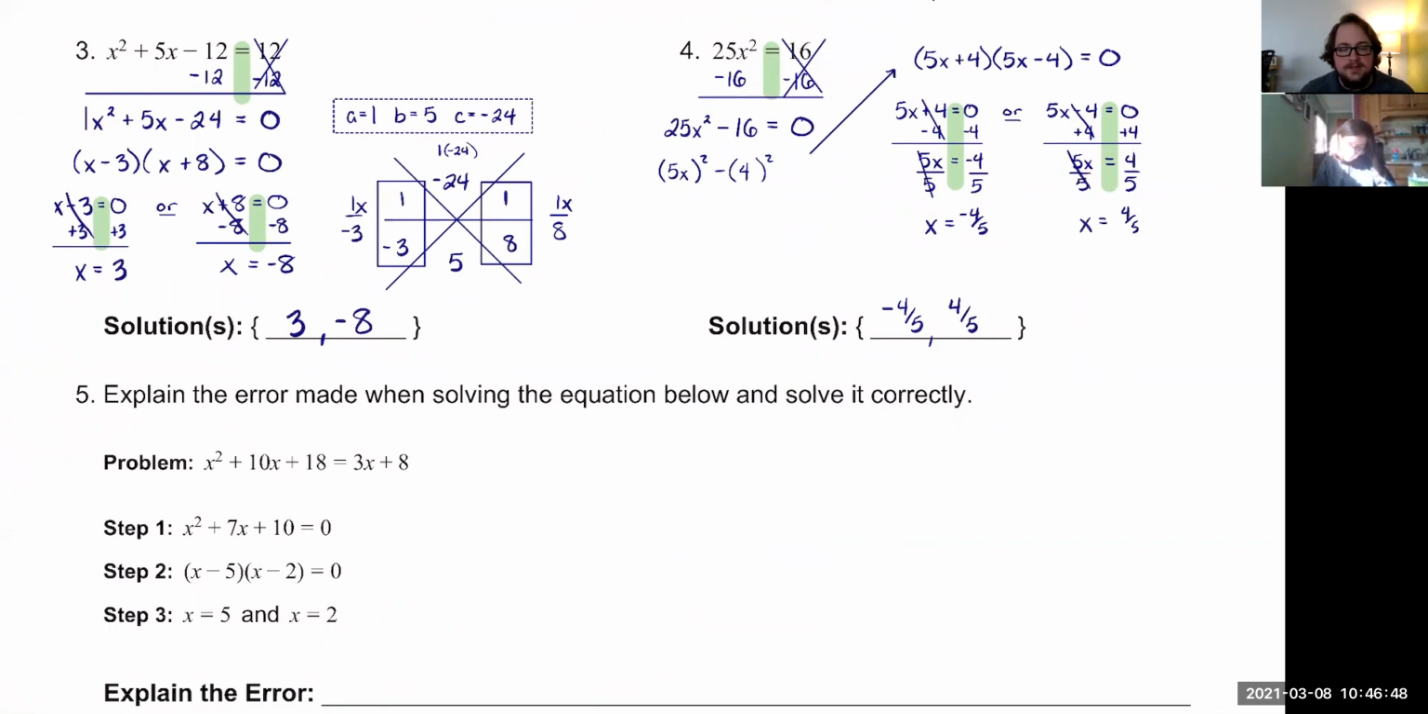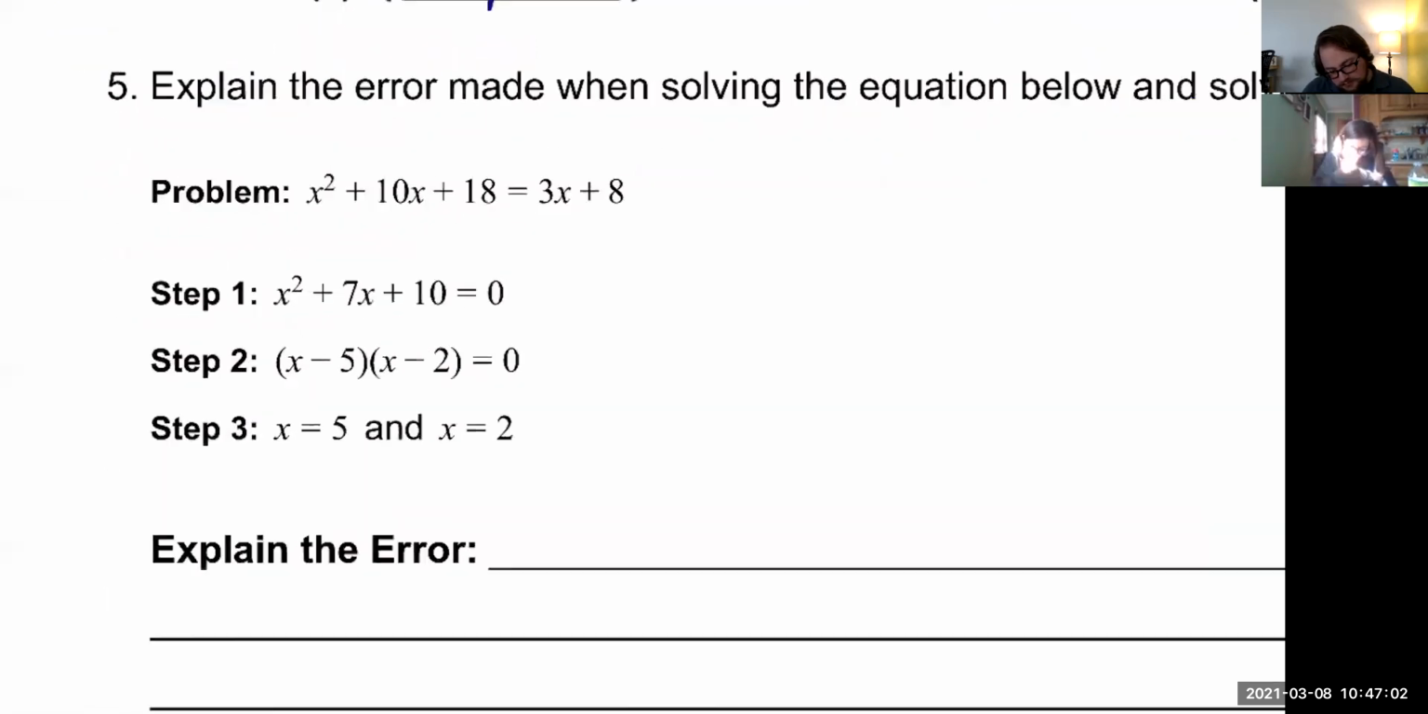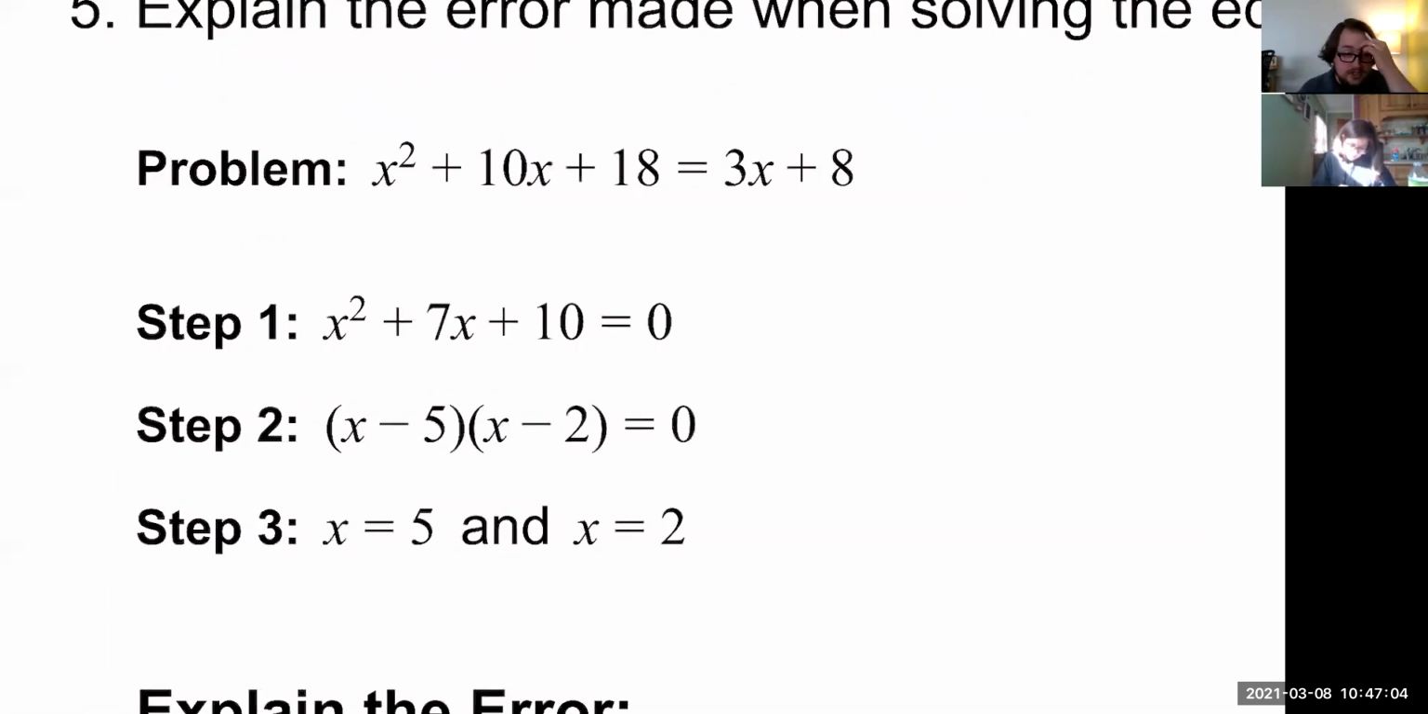Now, the last one for this page is one of those ones where it's already been solved, but it's been solved incorrectly. So we need to find the error and then also correct it so we can also list the correct solutions. So what I would suggest is we'll just check in with these steps periodically, but let's go with our instinct. Let's go through as if we were solving this ourselves.